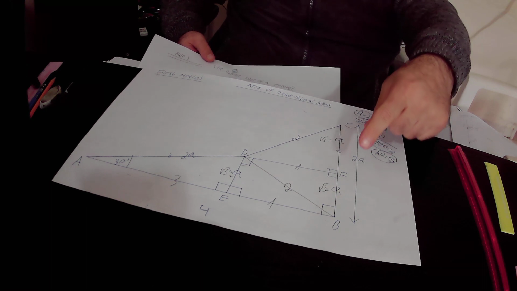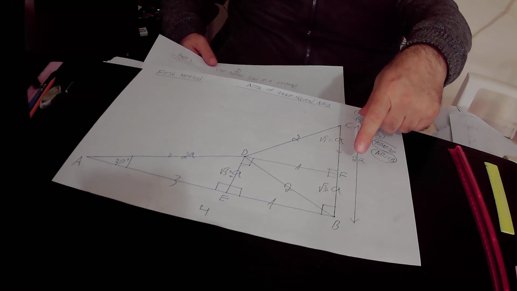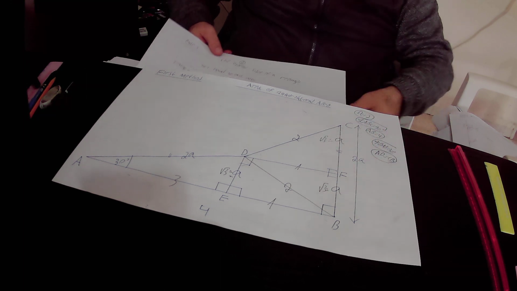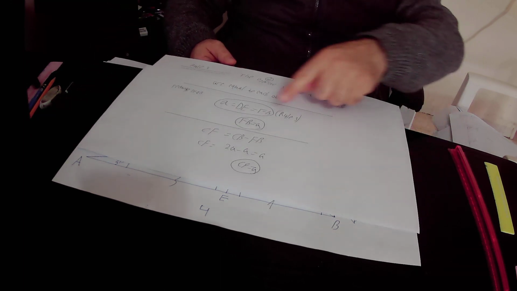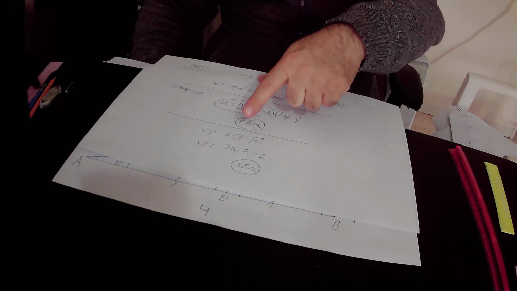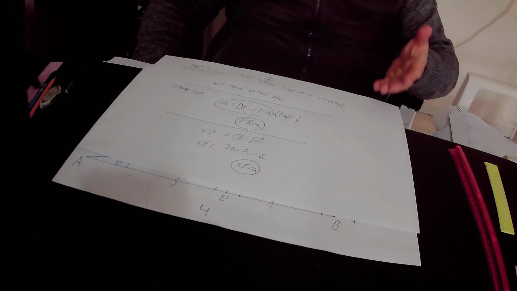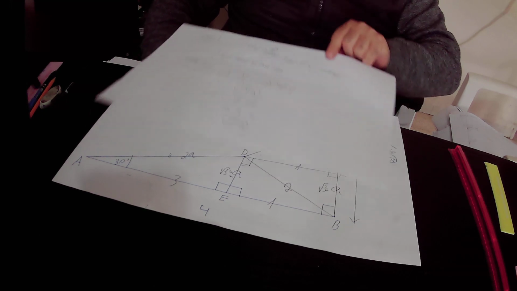So if FB equals to A and CB equals to 2A, what will be the value of CF? CF equals to CB minus FB. That is to say CF equals to CB, which is 2A, minus FB, which is A. So CF equals to 2A minus A. That is to say CF equals to A.